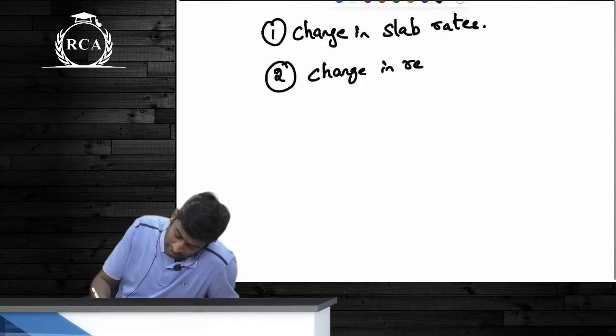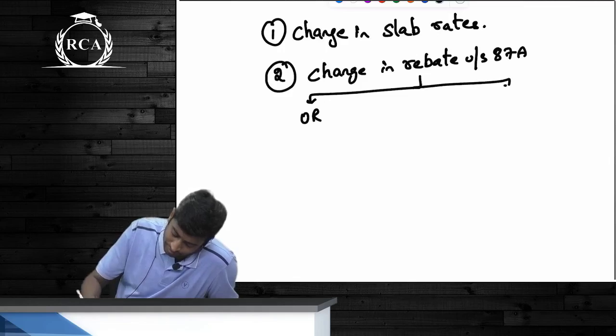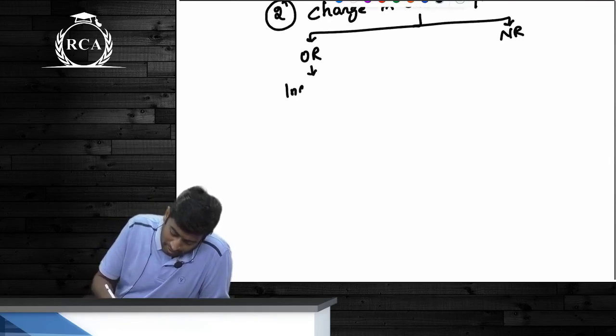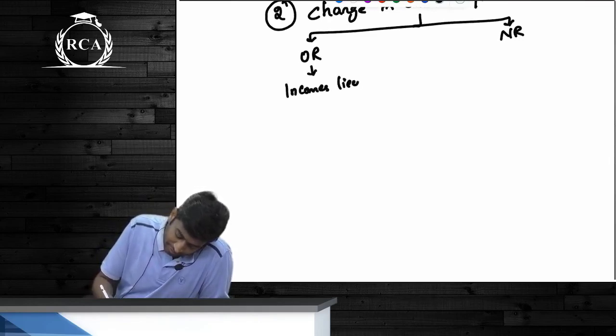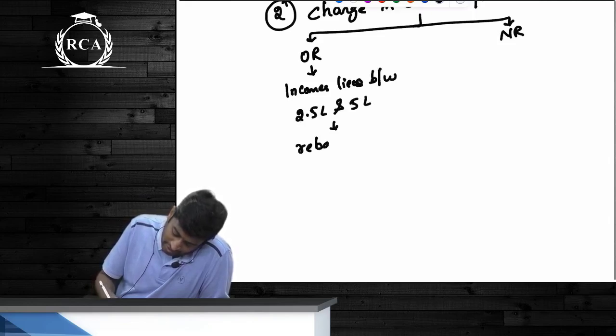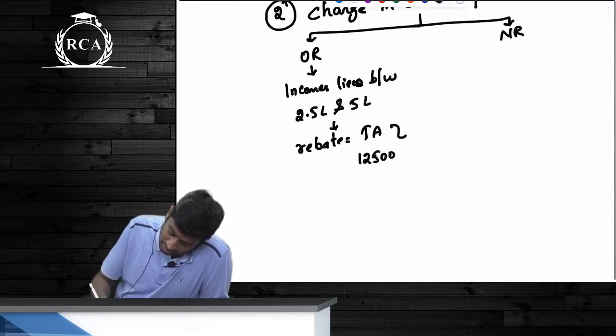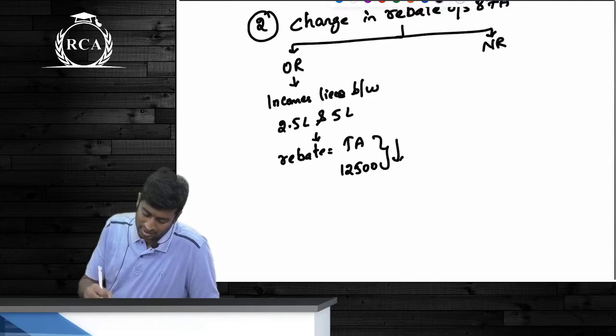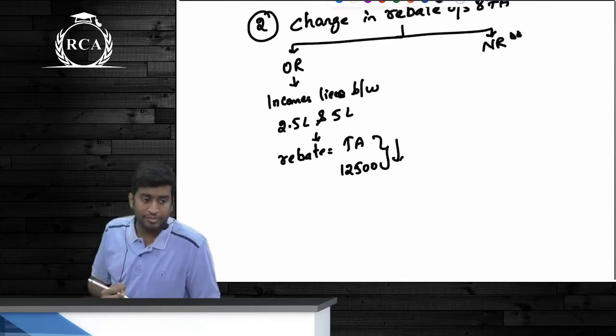Change in. पढ़ो बाबा. Under section OR NR. What is OR NR? If my income lies between, पढ़ो, 2.5 and 5 lakhs, we get a rebate. Tax amount 12,500, whichever is low. ये करे ना कितने बार? अमेंडमेंट यहाँ आया. कहाँ पर?